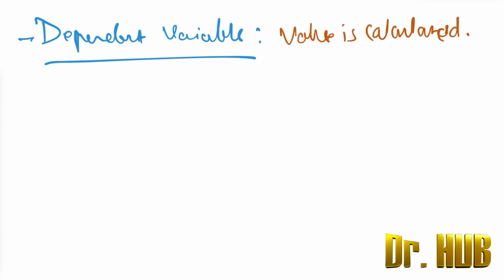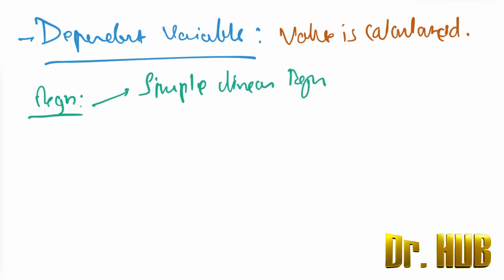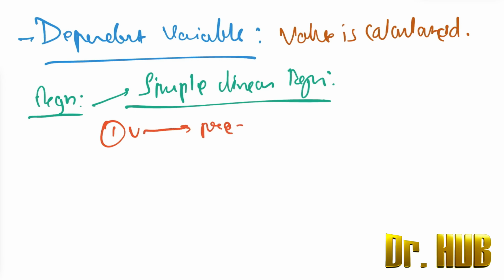So now let's look at the types of regression. The first type is the simple linear regression. What does this mean? In this, the value of one variable is used to predict the value of the other variable. Let's assume one variable is y, which is going to be predicted, and the variable used to predict it is x.